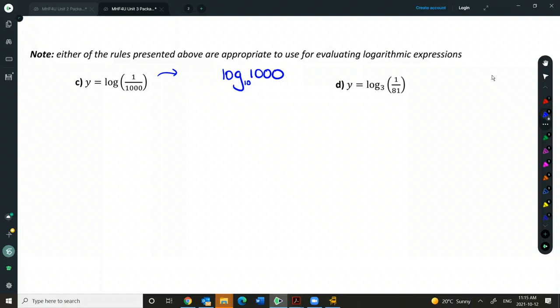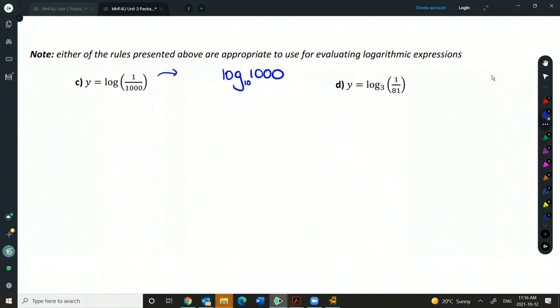Matt? 10 raised to the exponent negative 100? Sam? Yeah, 10 cubed. 10 times 10 times 10. Close with the 100, but you're thinking multiply. Okay, so if I have 1 over 1,000 then, it won't be 3, it will be negative 3.